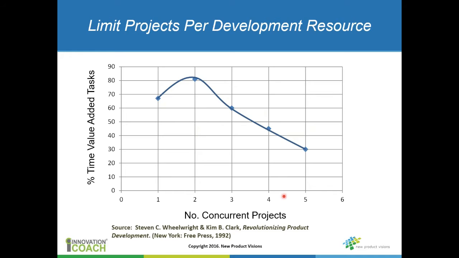So what you need to think about really critically, especially on your key content providers, is how many projects they're working on simultaneously. And this graph makes the point. There's a lot of data out there that supports this, but on the y-axis is time value added. So it's high time value added results on the y-axis versus the number of projects that somebody is working on concurrently. So it's a curvilinear type response.